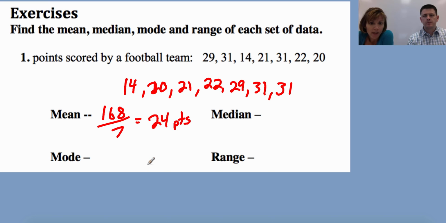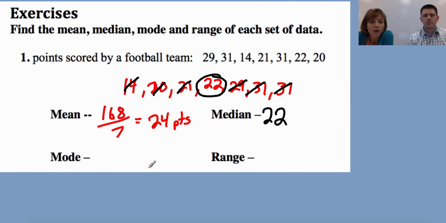All right, the median. He's going to change his color and cross off the high and the low as he goes. Again, 7 data points is going to leave 1 in the middle, so 22 is the middle value, or the median, in this problem.